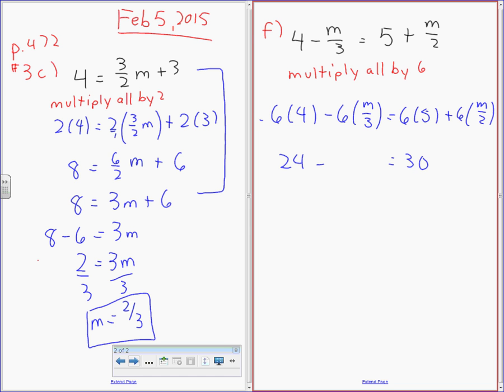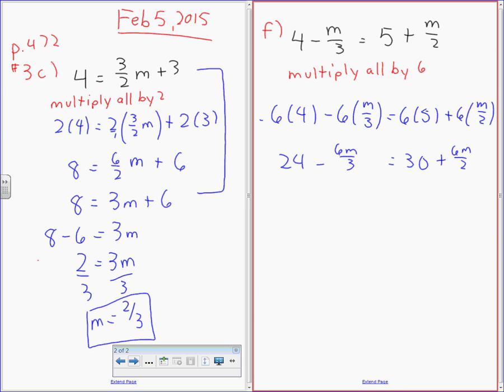I need someone brave. I hope that Caleb's the brave one. How do you do negative 6 times m over 3? What does that turn into? Somebody help her here. Go ahead. 6m over 3? Yeah, right, very good. There's an invisible 1 with the m, right? So that's going to be negative 6m over 3. And this is going to just be 6m over 2.